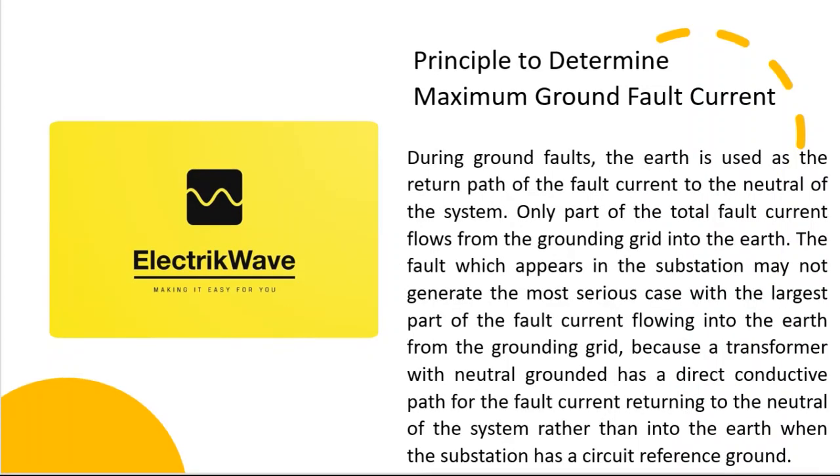During ground faults, the earth is used as the return path of the fault current to the neutral of the system. Only part of the total fault current flows from the grounding grid into the earth. A fault that appears in the substation may not generate the most serious case, with the largest part of the fault current flowing into the earth from the grounding grid, because a transformer with neutral grounded has a direct conductive path for the fault current returning to the neutral of the system rather than into the earth when the substation has a circuit reference ground.